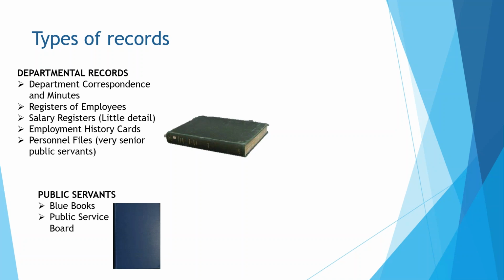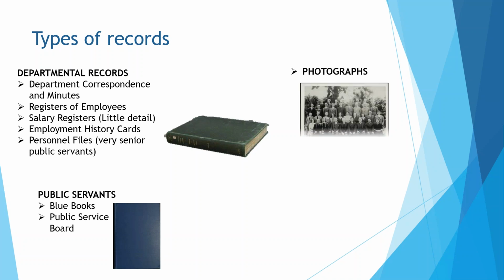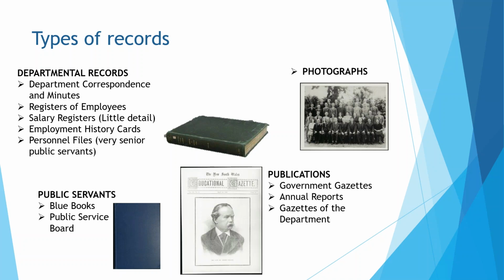We have general public servant records, blue books, which I will talk at length about later on, and records of the Public Service Board. That's sort of like an overview of the whole of the public service. We have photographs, and we have publications. Now, the most likely publications to help you with employee records would be government gazettes, annual reports, and gazettes of each of the individual departments. So these are the main series of options that you will find, and in the rest of my webinar today, I'll be showing you how to activate these options in your research.